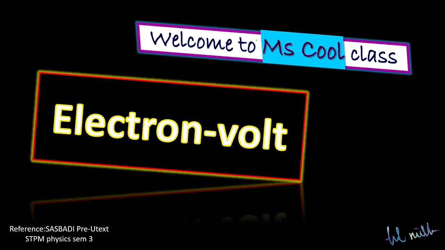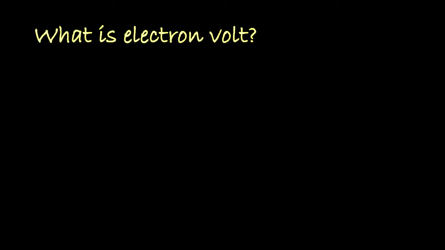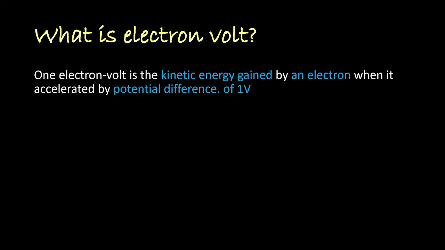Hi everyone, today we are going to learn about what an electron volt is. So what is actually an electron volt? When we say electron volt, it's a unit for energy. 1 electron volt is the kinetic energy gained by an electron when it is accelerated by a potential difference of 1 V.